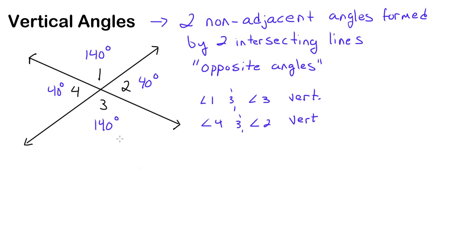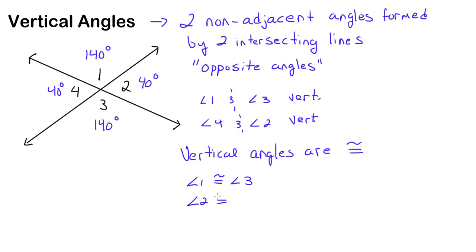Now take a look at what happened with our vertical angles. Angle 1 and angle 3 both measure 140 degrees. And angle 2 and angle 4 both measure 40 degrees. So what makes vertical angles special is that vertical angles are congruent. Remember, this is the symbol for congruent. That means they have the same measure. So angle 1 is congruent to angle 3, and angle 2 is congruent to angle 4.